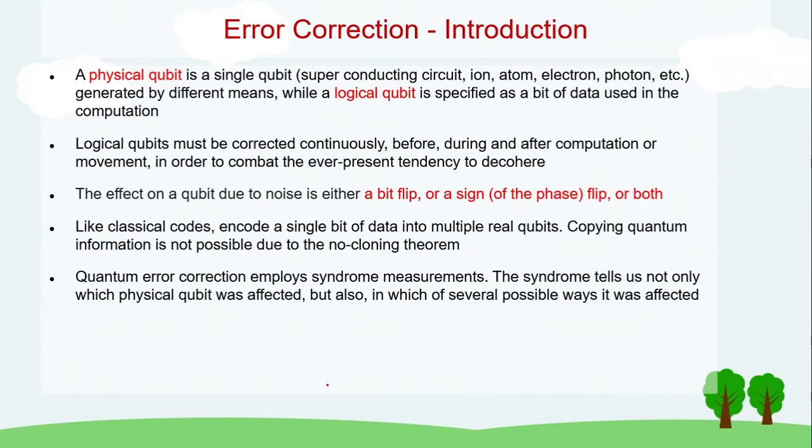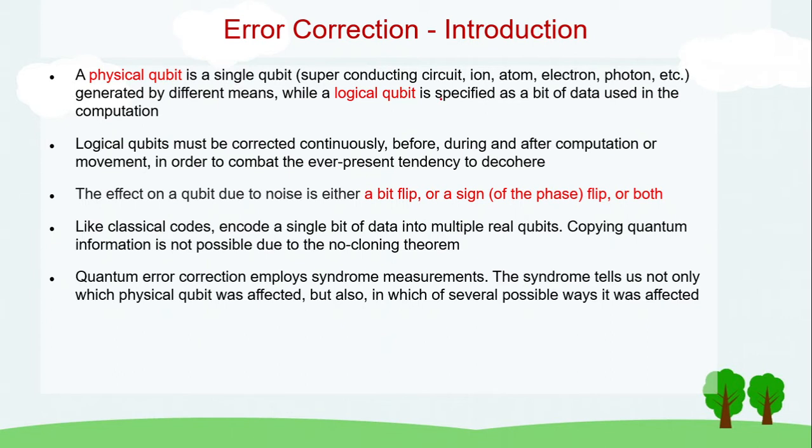Okay, so we have errors. Now we need to correct them actually. So before that, let's try to understand some terminology called physical qubit and logical qubit. The physical qubit is the number of qubits we generate in a chip or in a different environment. So it can be a superconducting circuit, ion, atom, electron, photon, etc. But a logical qubit is the one which is useful for us actually.